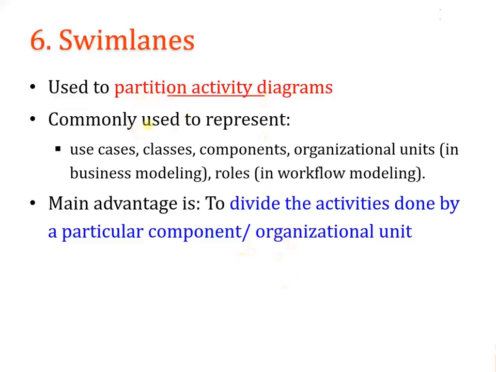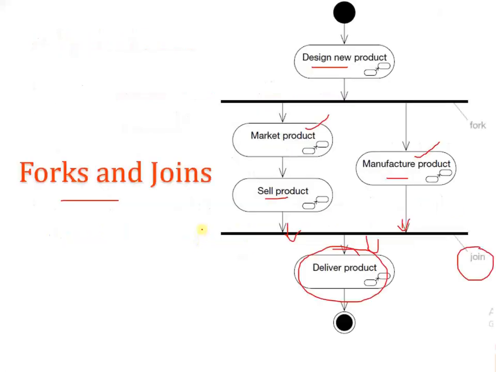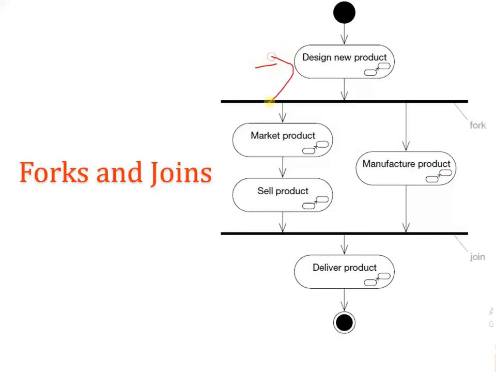The advantage of the swim lane is this: you can see the previous diagram, that is for fork and join. By seeing this diagram, we cannot understand which activity is performed by which object. For example, there are 5 activities over here: design new product, market product, manufacture product, sell product, and finally deliver product. All these activities are certainly not executed by one object. So multiple objects will take part in this particular activity diagram.